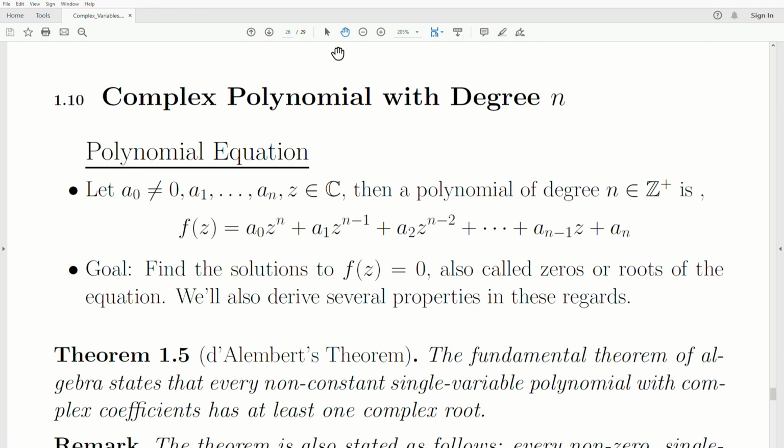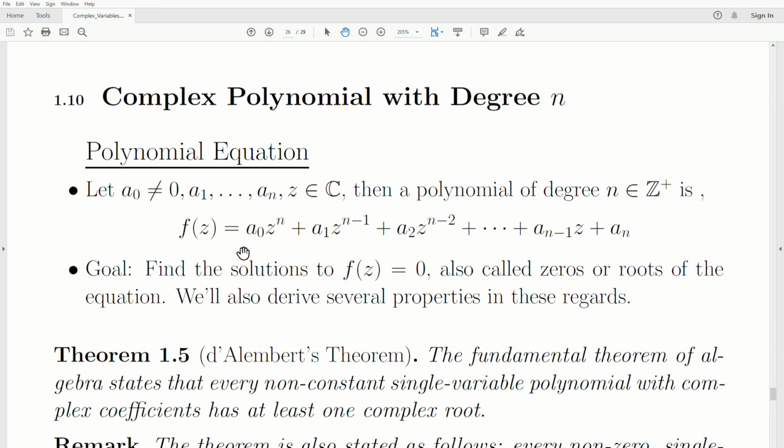or of degree n. So the polynomial equation is: a0, a1 through an, and z are all complex numbers. Of course, a0 cannot be 0. Then a polynomial of degree n, where n is a positive integer, is written like this.